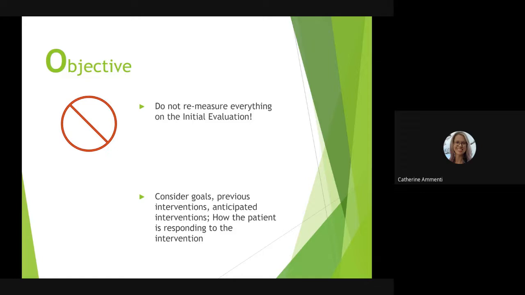It doesn't increase overnight. You want to consider the goals of the previous interventions and the anticipated interventions. So our anticipated interventions with this patient who has a cervical spine issue might be joint mobilization to the cervical spine or manual therapy to the cervical musculature. So perhaps we should look at the cervical range of motion prior to treatment, do the treatment, and then recheck that same range of motion at the end.